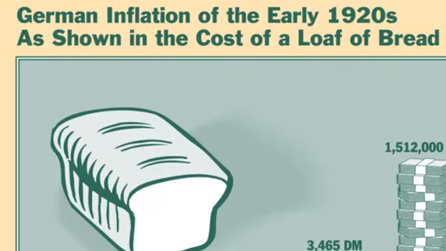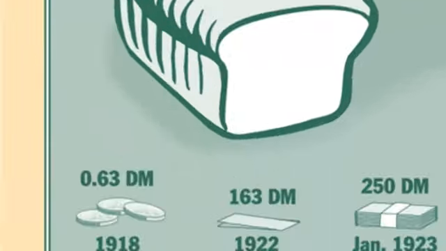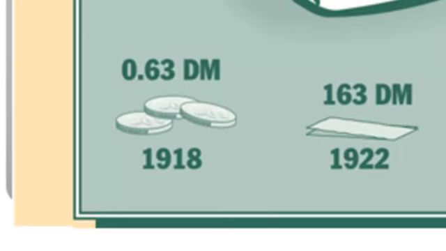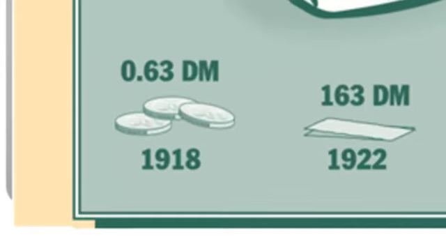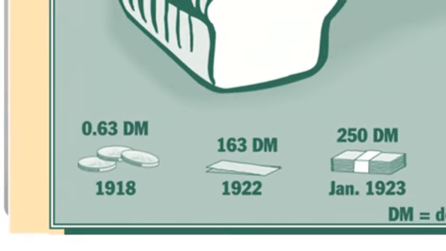All right, we'll start by taking a look at German inflation. Now, why would we be looking at the price of bread when talking about the rise of Nazi Germany? Well, economics had a lot to do with their rise. If we take a look at 1918, the price of a loaf of bread was 0.63 Deutschmarks. In a very short period of time, due to inflation, the price is out of control. By 1923, the price goes from 0.63 to 250 Deutschmarks.